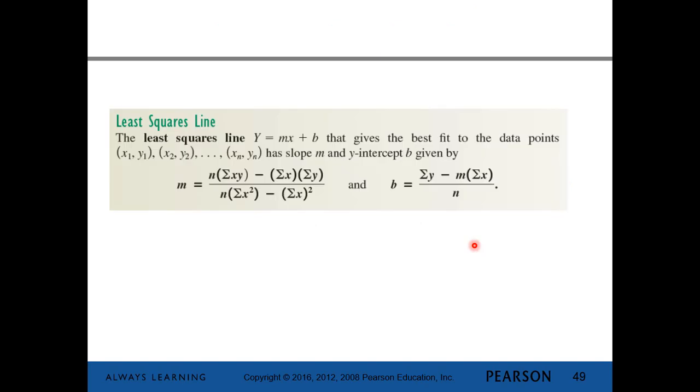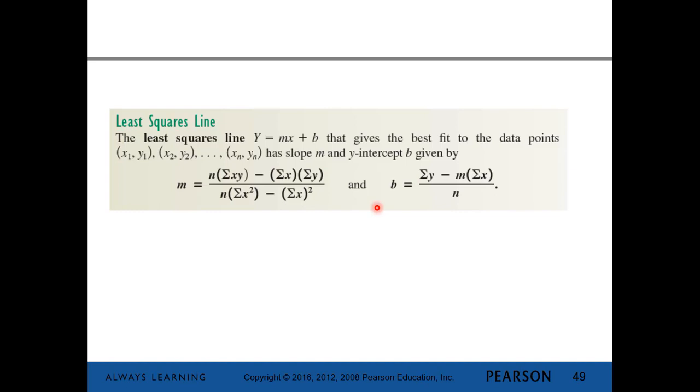Okay, so now to get the least squares line, here are the two formulas. Because we're talking about a straight line, we're going to use the mx plus b, right? So y equals mx plus b, and this is going to give the best fit line through the data points. And so these are all the data points that has a slope of m and a y-intercept of b. And these are the formulas for the slope and for the y-intercept.